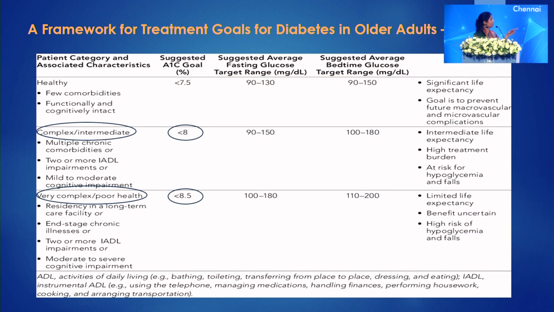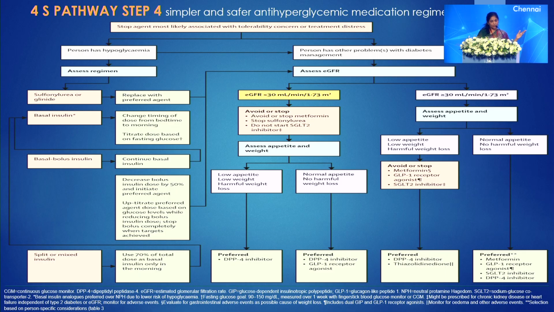Talking of HbA1c, the ADA categorizes into healthy, complex, and very complex. So age is just a number. You have to look into the other things about aging that can make you make a protocol for your population. So less than 7.5, less than 8, and less than 8.5. This is a busy slide, but a very important slide. So this is about, from our armamentarium, what do we deal with in our older adults compared to our younger generation.